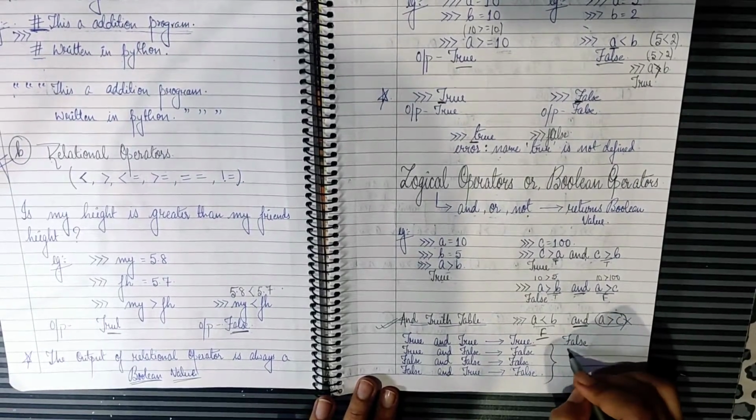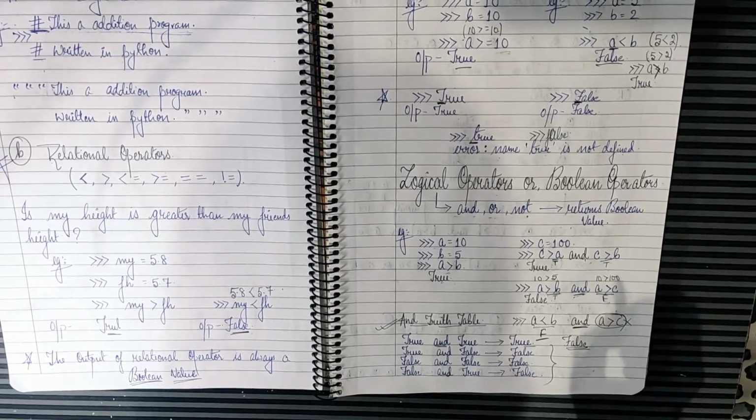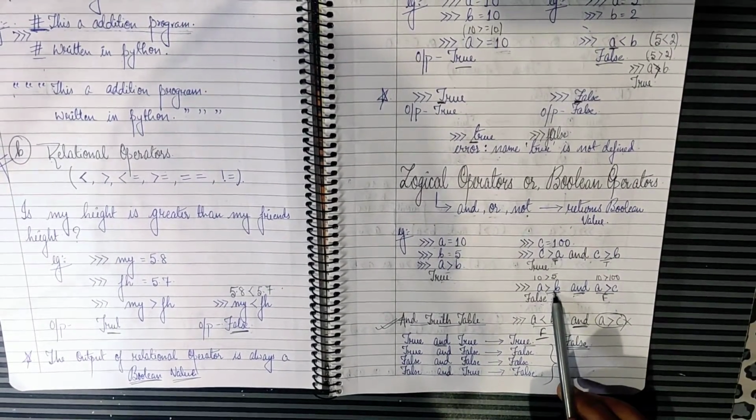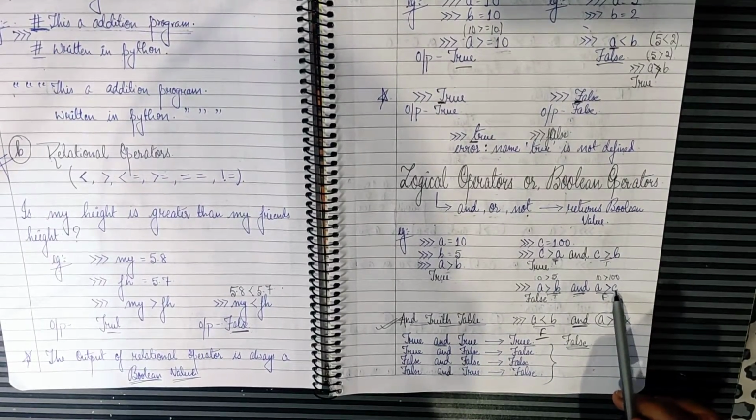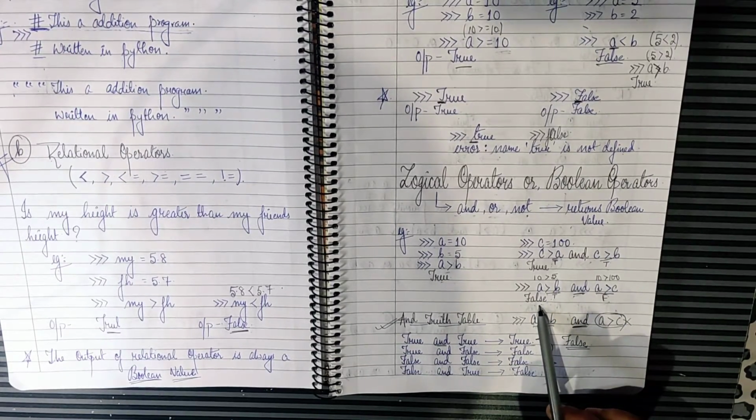So definitely the output will be false and we don't need to execute this statement, right? As here it is true, so the first statement is true, then we need to check the other statement. If this statement is also true, then the AND operation will return true, otherwise it will return false.